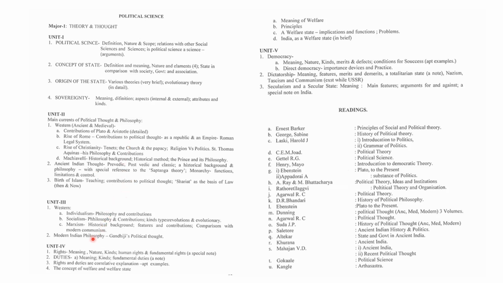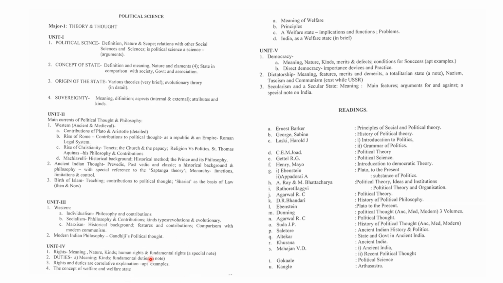In the third unit, you'll be learning various ideologies. First one is Western individualism, its contributions, and socialism, Marxism. So you'll be learning all of these three ideologies, and then you'll have modern Indian philosophy about Gandhiji's political thought. Then, in the fourth unit, you'll have rights, duties, and the relation between each other.